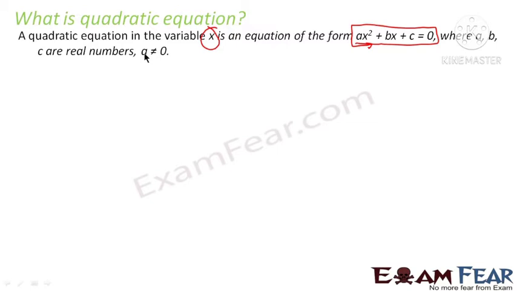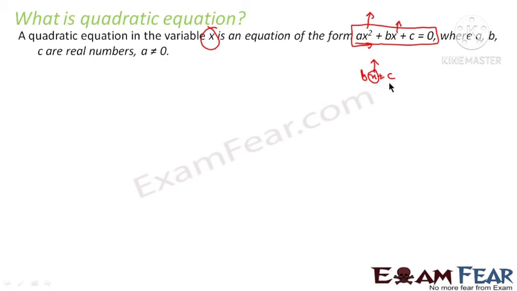Let me repeat once again. A quadratic equation in the variable x is nothing but an equation of the form ax square plus bx plus c is equal to 0, where a, b, c are real numbers and a should not be equal to 0. Because if a is equal to 0, this component is gone, right? Then the equation will be of the form bx plus c, and in this the highest power is 1. So it is no longer a quadratic equation. This is a linear equation.